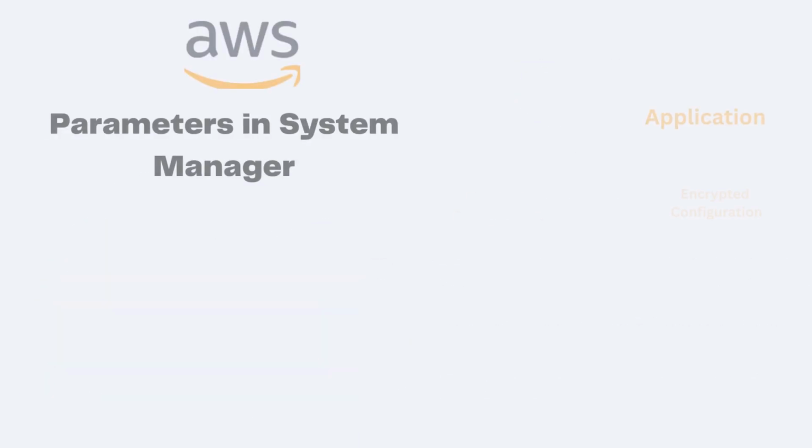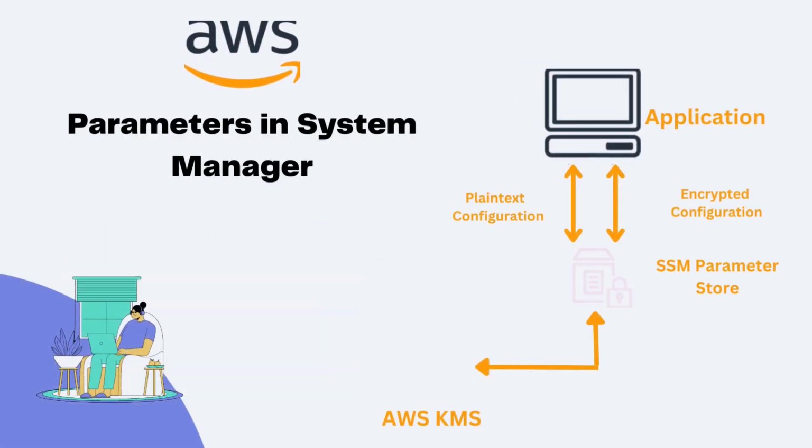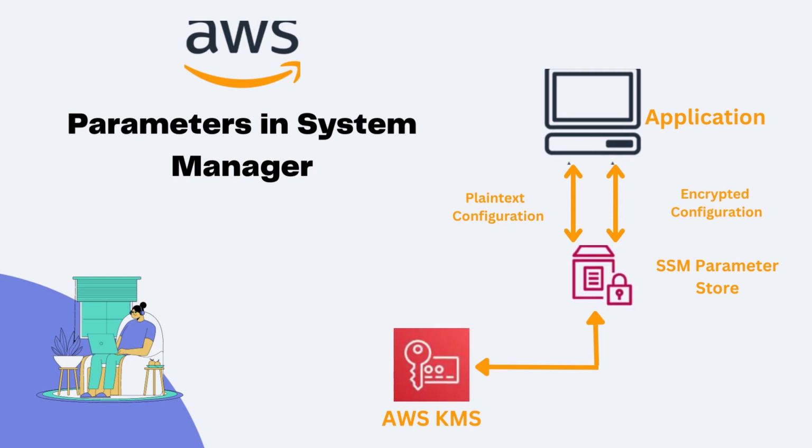Let's have an example. Imagine we have a web application hosted on AWS and it relies on a MySQL database. To connect the application to the database, we need to provide the database connection string, which includes details like the database endpoint, port number, username, and password. Instead of hard coding this sensitive information directly in the application source code, we can use AWS Systems Manager parameters to securely store and manage the database connection string.